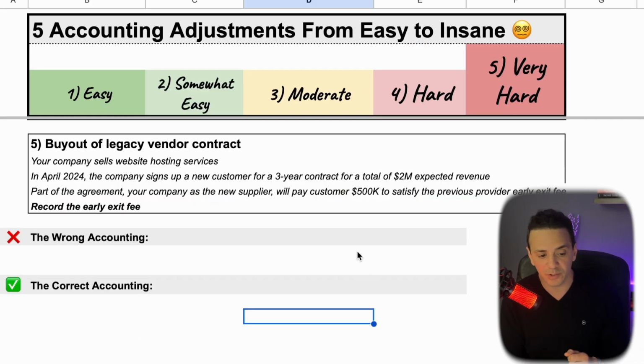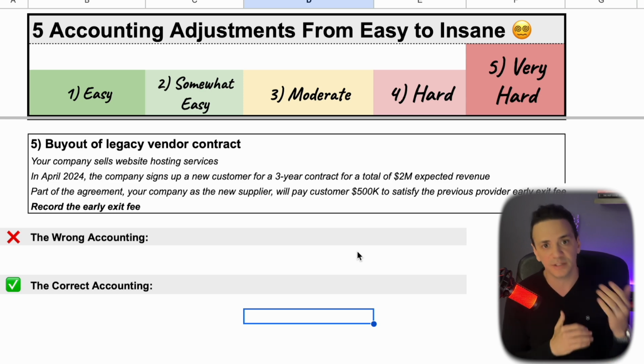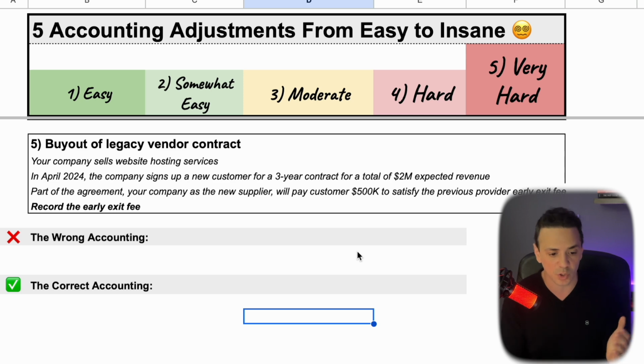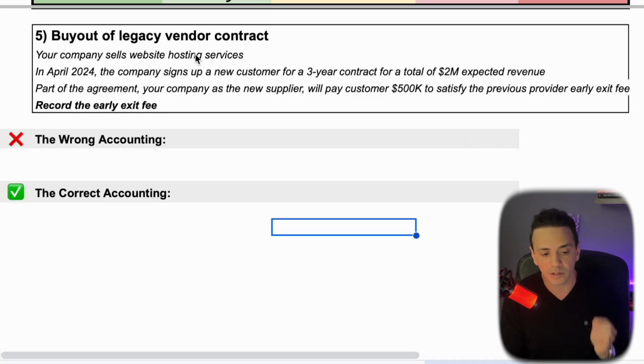Okay, so now we move on to our last example here, or very hard example. And this is very hard depending on where you are. If you are a new accountant, this is going to be pretty hard. If you're a seasoned accountant, this could be pretty easy for you. So it's a buyout of a legacy vendor contract. Let's go through the fact pattern here.